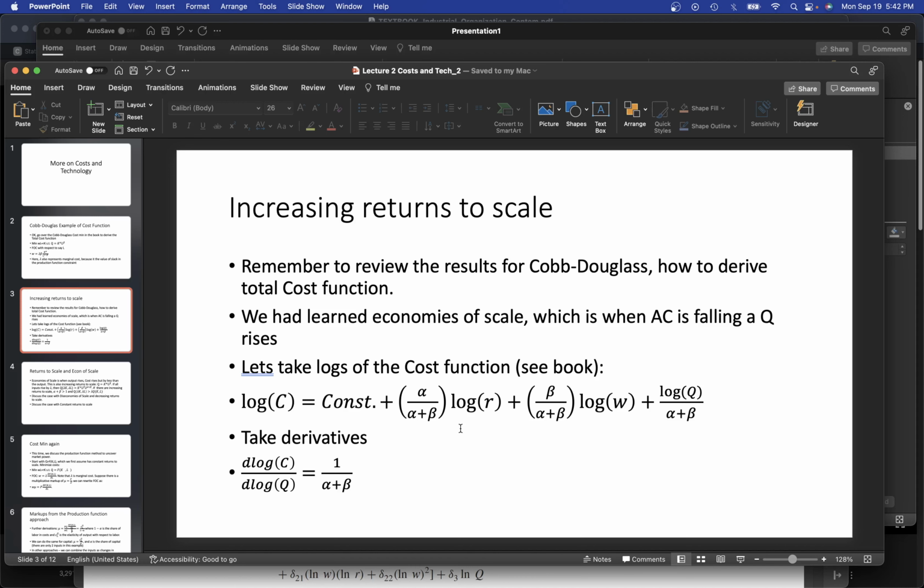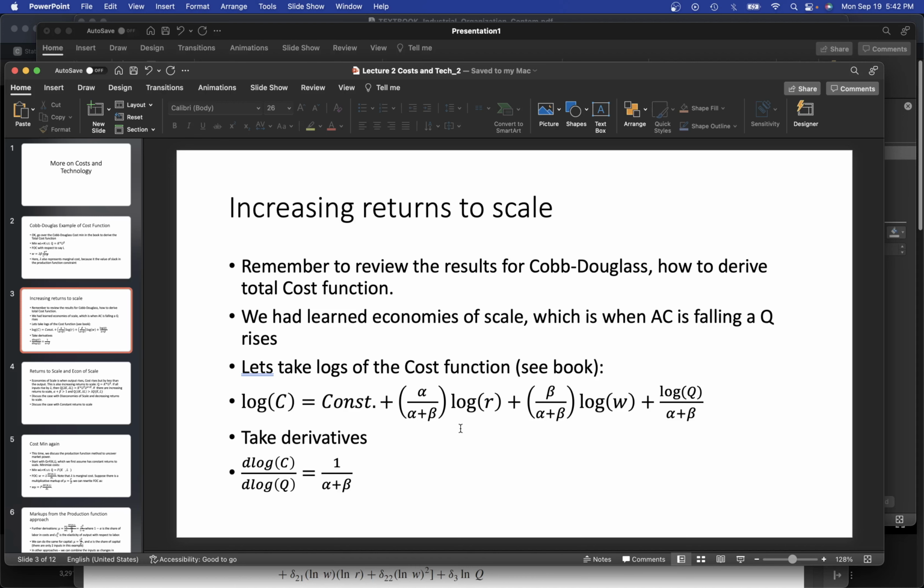Okay. So we probably discussed this before, but I will talk about it again now. d log C over d log Q is essentially the elasticity of total costs with respect to changes in quantity. So this is interpretable as: if you increase your quantity by 1%, by how much does your total cost go up? And based on this, the answer is 1 over alpha plus beta.